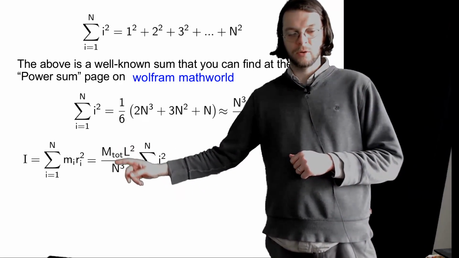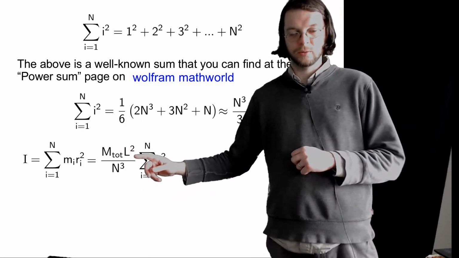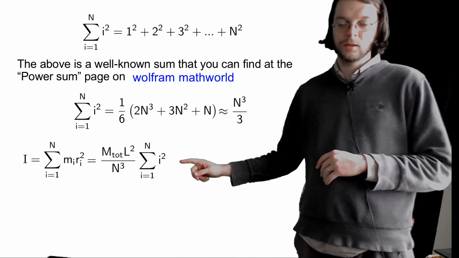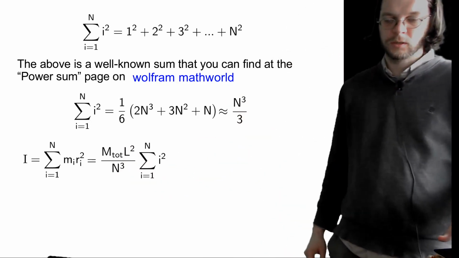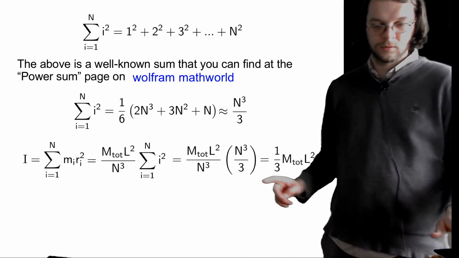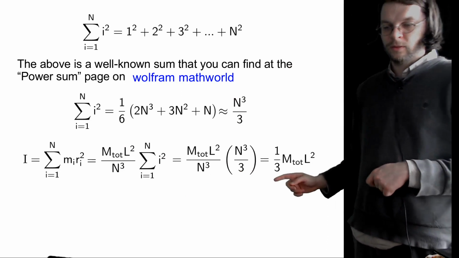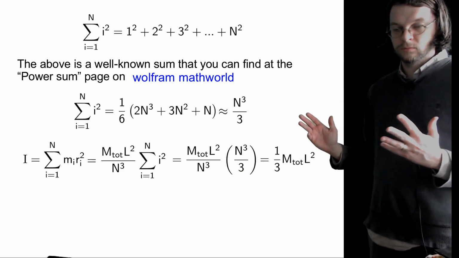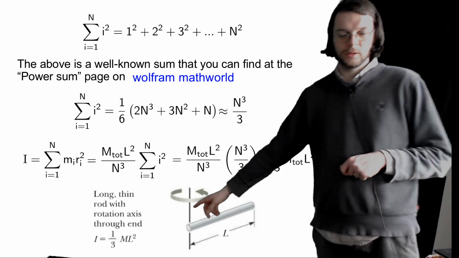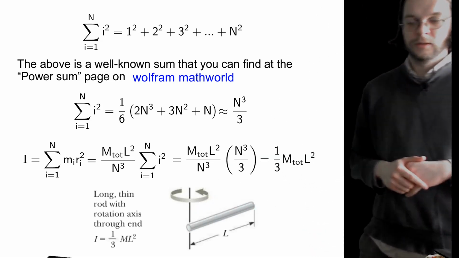Remember, we had an m total over n, and we had an L squared over n squared, so that gives us an n cubed on the bottom. And then this thing gives us n cubed over 3. And so notice that the n cancels. And we just get 1/3 mL squared, which is what we expected to get, actually. So if you look in the table, indeed that is what it is.